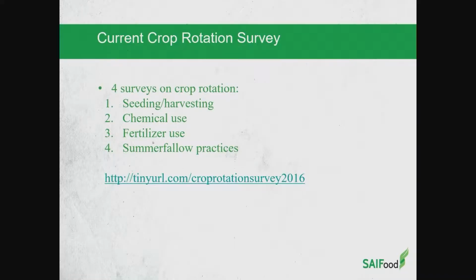So part of the research I've been working on now is to reconstitute this farm survey to get a better understanding of what actually the greenhouse gas reductions are on your fields. So we've got an online survey, the URL's right there. We've split this into 4 components, one that looks at seed, harvesting, all the passes that need to go with that. One looks at chemical use, fertilizer use, and then tillage practices.